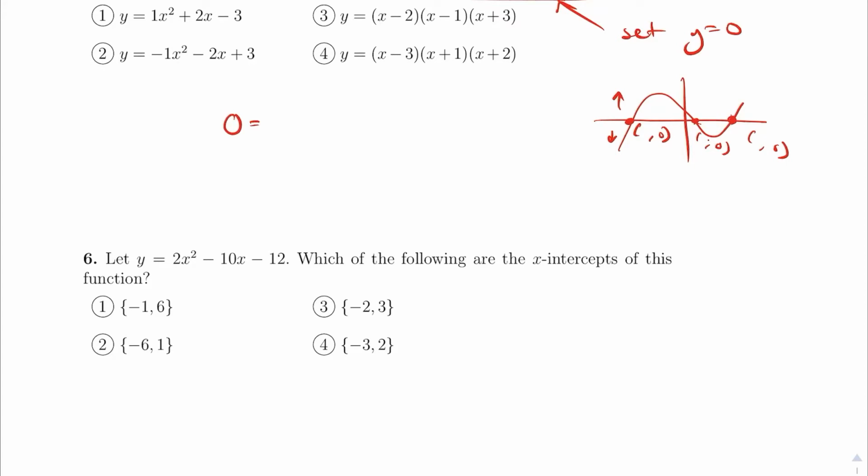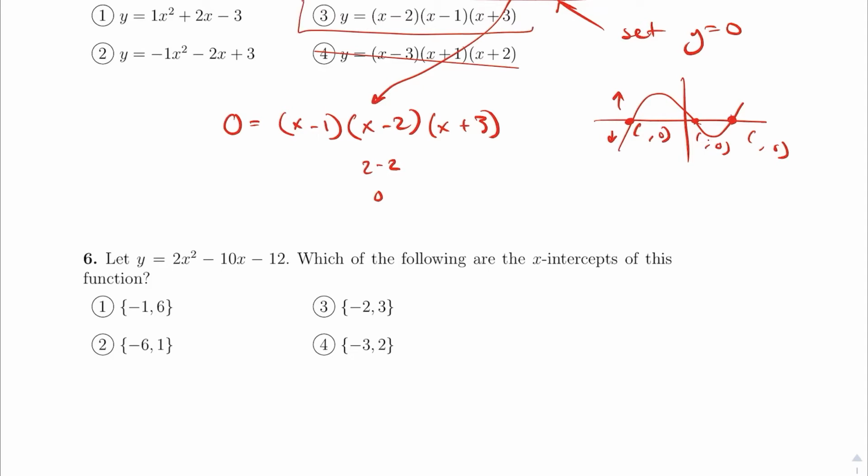So to make it so that 1 creates a 0, we need x minus 1 as a factor. To make it so that 2 creates a 0, we need x minus 2 as a factor, because plugging in 2 would give you 2 minus 2, 0. To get negative 3 as an intercept, you need to have the opposite, x plus 3. And so it looks like choice 3 is totally right.